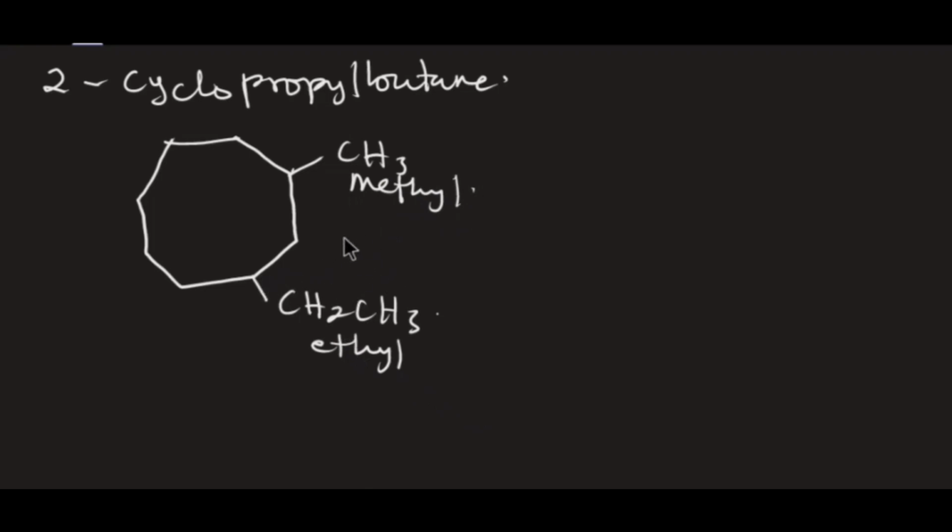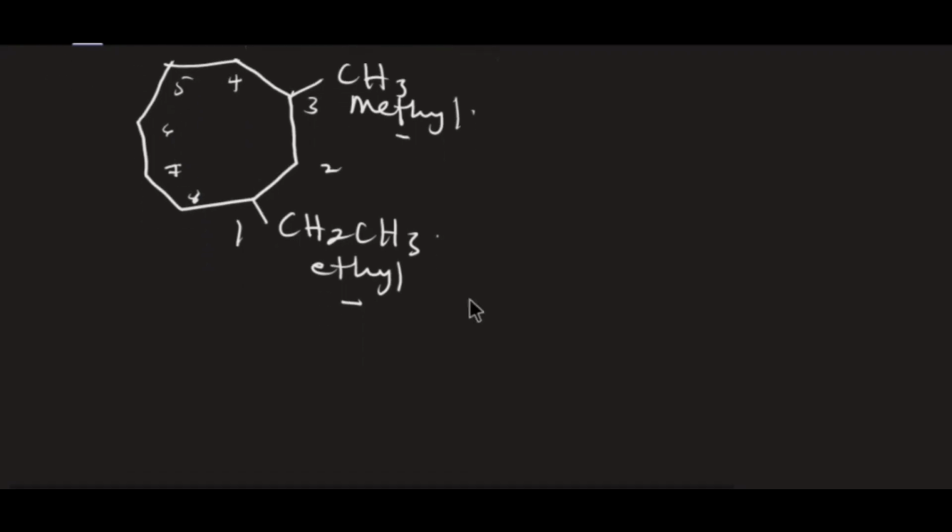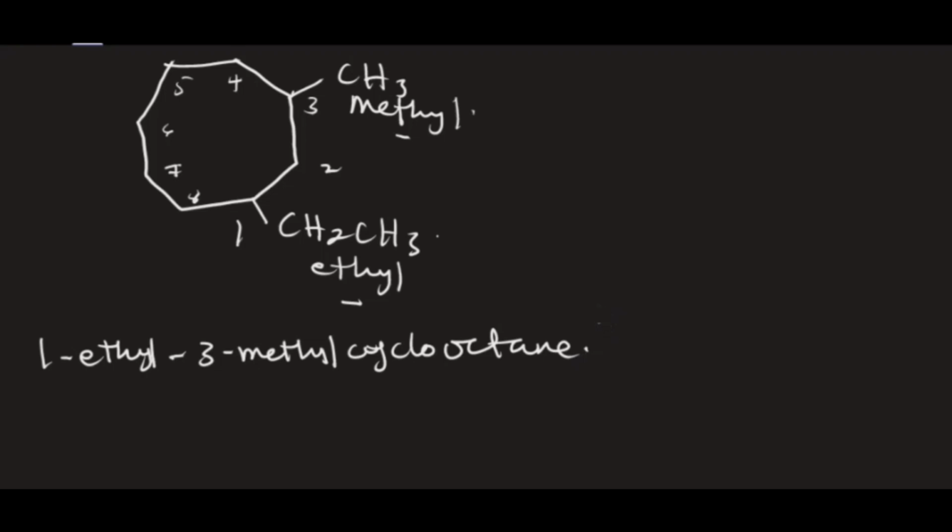Now, in naming of organic compounds, the substituents come in alphabetical order. Ethyl will come first before methyl. To number this, ethyl should have the lowest number. So I'll start from 1, 2, 3, 4, 5, 6, 7, 8. Right? For that reason, I'll have 1 ethyl, 3 methyl, and it is an octane. And this is a cycloalkane, so methylcyclooctane. And that is simply how we name organic compounds. 1 ethyl, 3 methyl, cyclooctane.